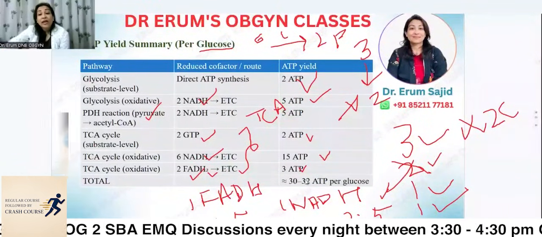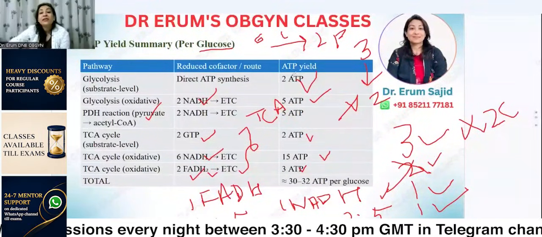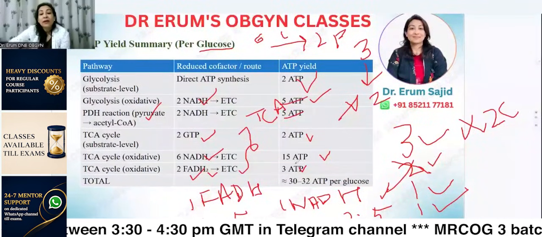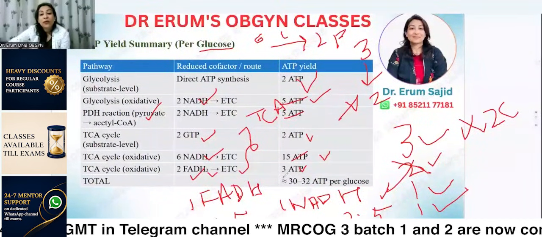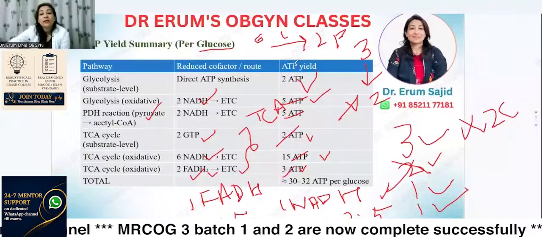So finally, at the end of it, if you calculate these ATPs, 5 plus 5, 10, plus 15, 25, and then 5 again, 30, and 2 more, 32 ATP.